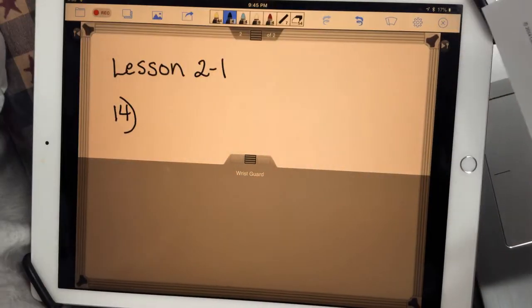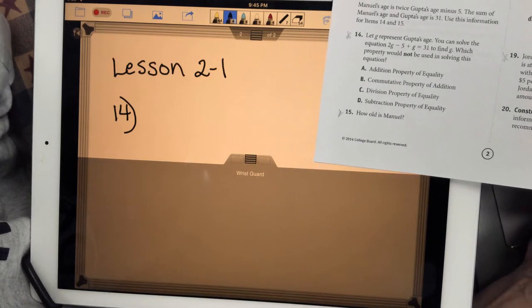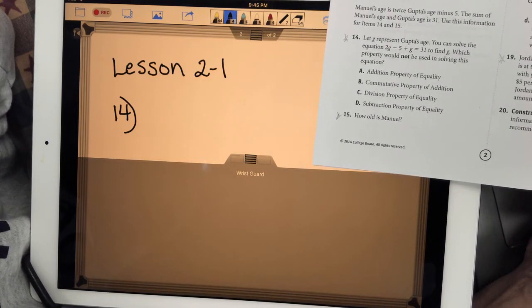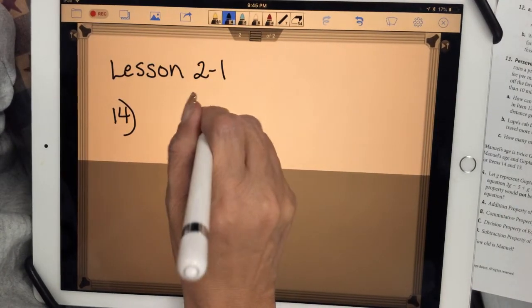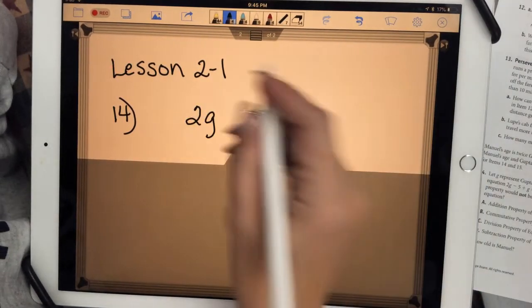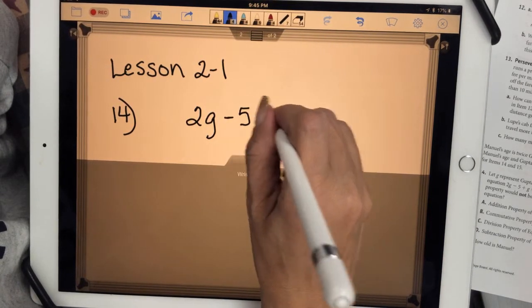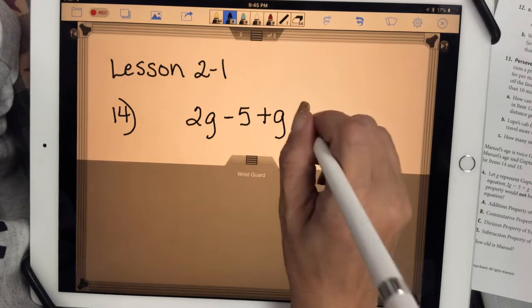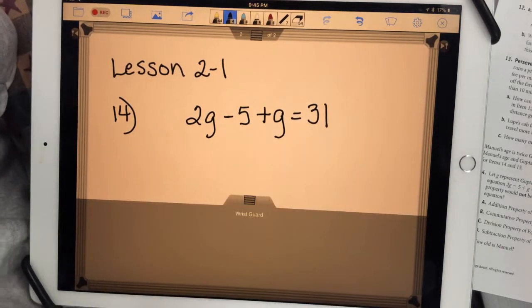Alright, so number 14 says, hopefully you have your homework there. I will put it under here a little bit. Let's represent Gupta's age. You can solve the equation, and I'm going to write it on here. 2g minus 5 plus g equals 31.